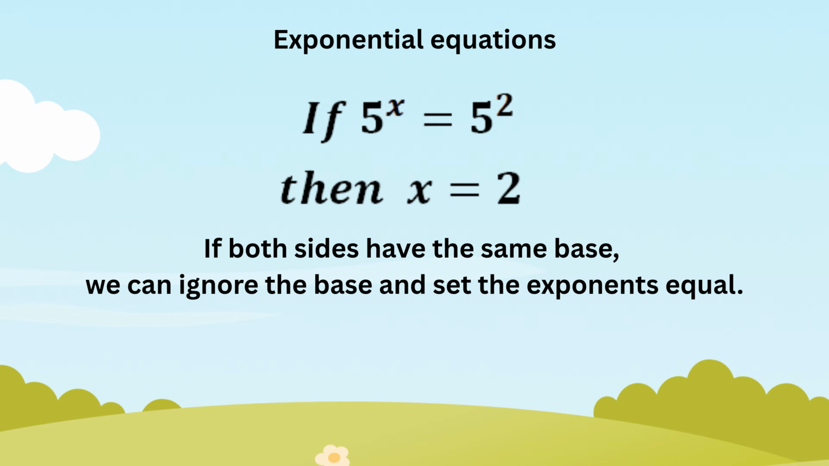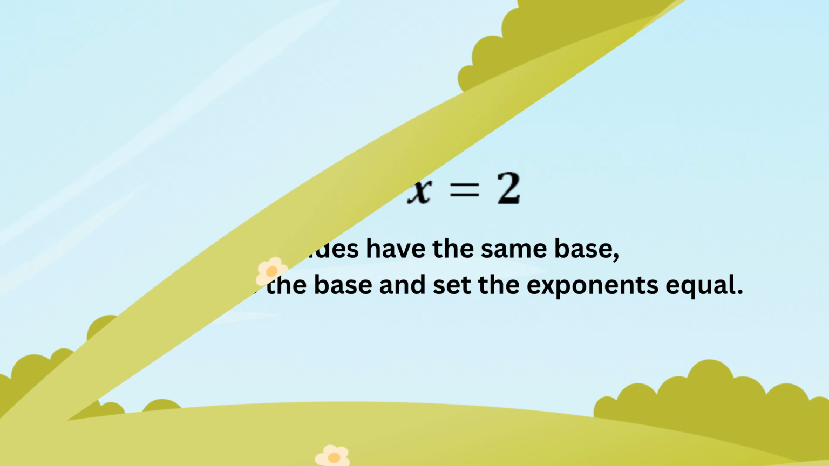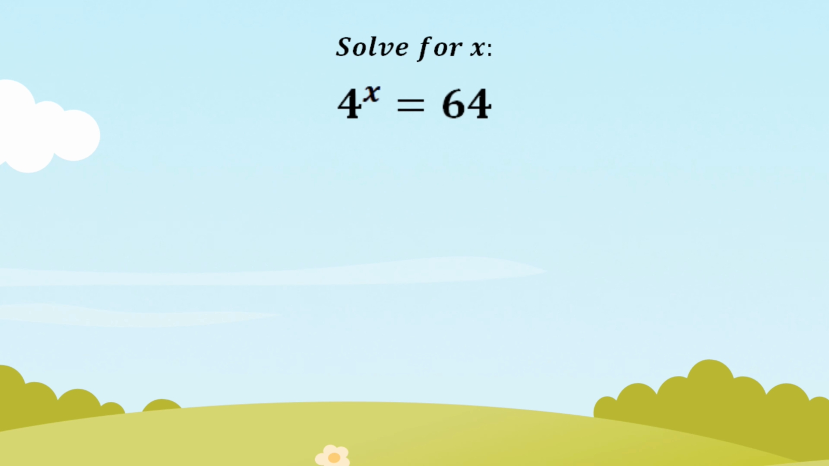So generally speaking, if the base on both sides is the same, then we can ignore the base and equate the exponents to each other. And so we get x equals 2. Now let's try a few problems. Solve the equation shown here.